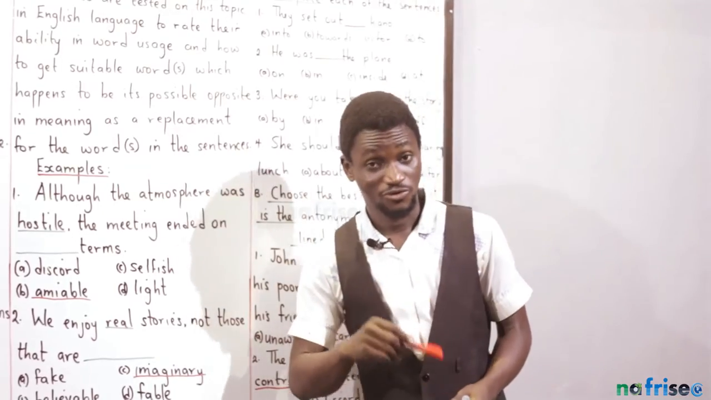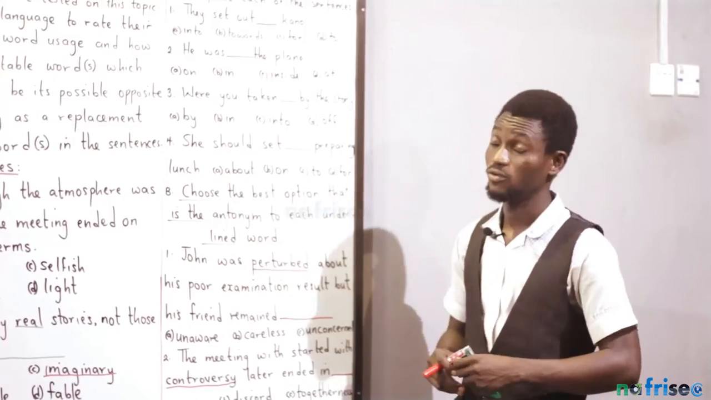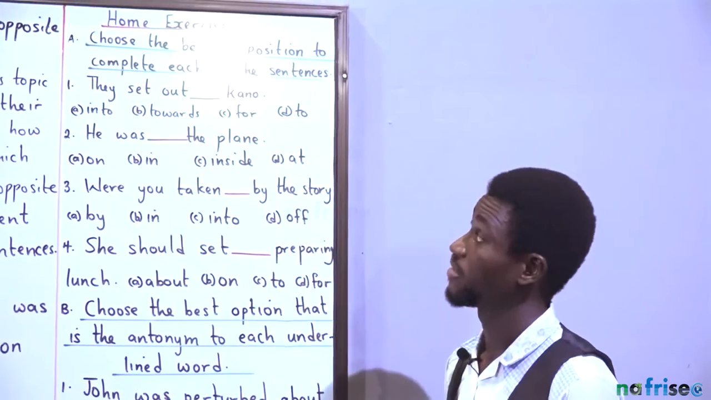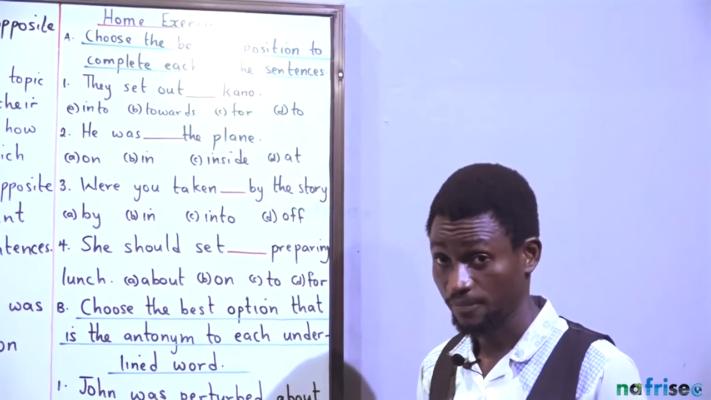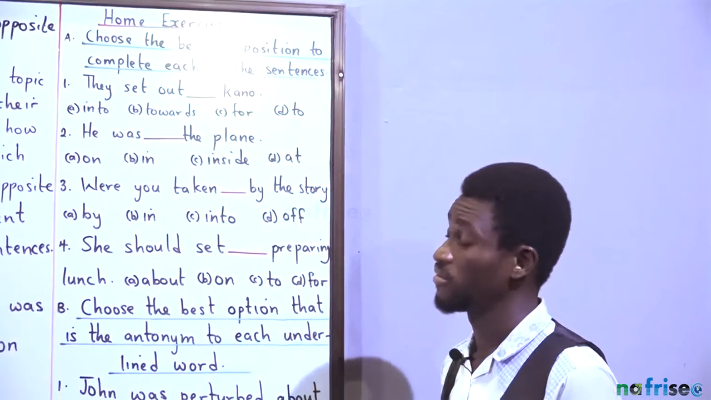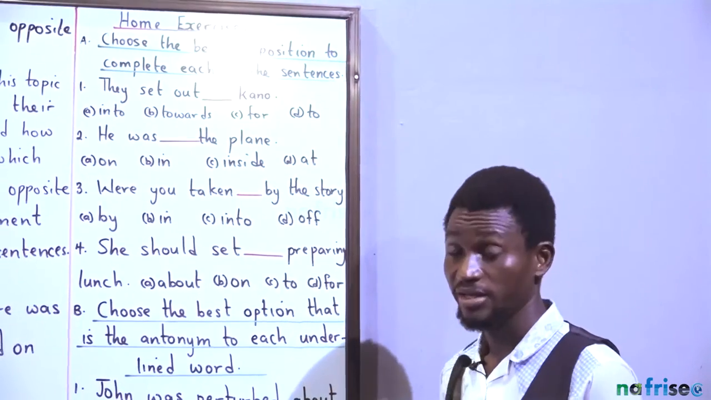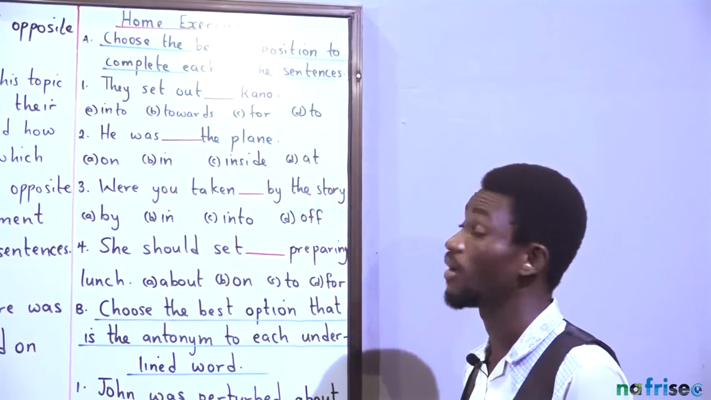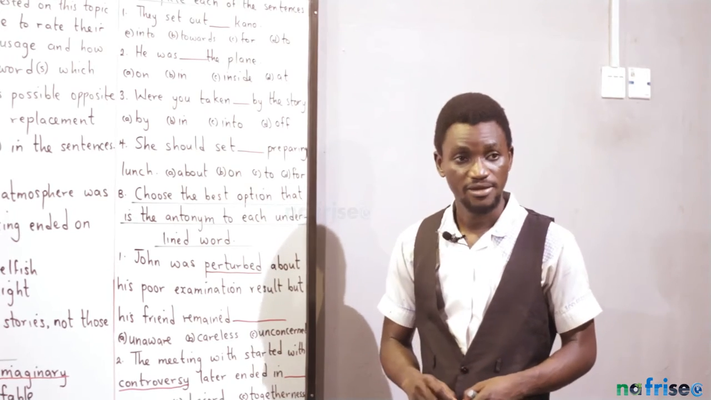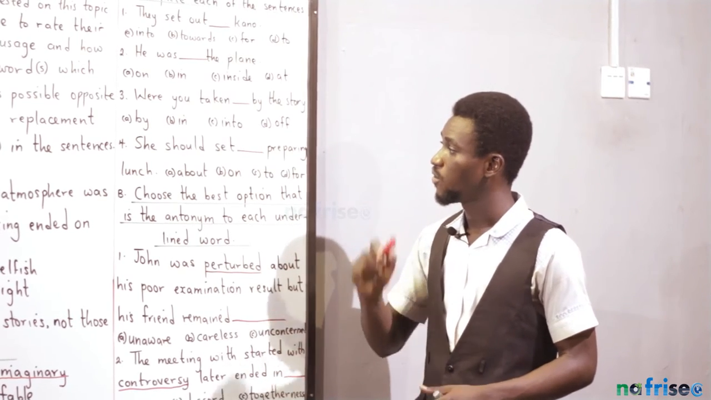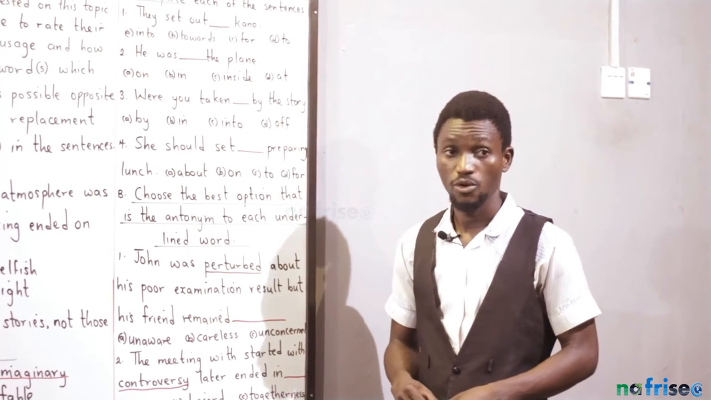Because I wouldn't want you to stay lazy, I'd want you to try this at home. Now look at this first category. Choose the best preposition to complete each of the sentences. Number one, they set out dash canoe. Is it into, towards, for, or to? Number two, it was dash the plane. Is it on, in, inside, or at? Number three, we were taken dash by the story. Is it by, in, into, or off? Number four, she should set dash preparing lunch. Is it about, on, to, or for?